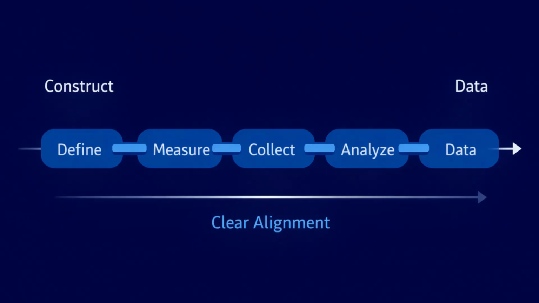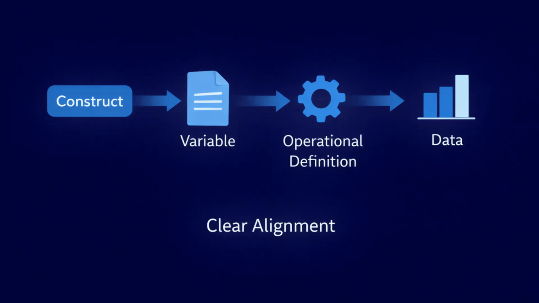Alignment is the central standard in this section. Alignment means that the construct definition, the variable, the operational definition, the instrument, the scoring or coding process, and the analysis plan all logically connect. A reader should be able to trace a straight line from the construct named in your problem statement all the way to the data that will be analyzed. If any link in that chain feels implied rather than explicitly stated, alignment is weak.